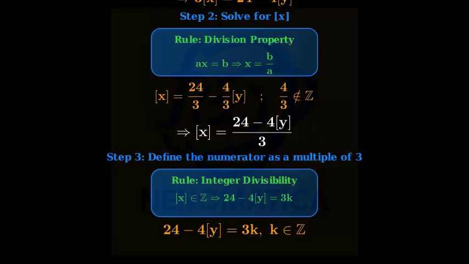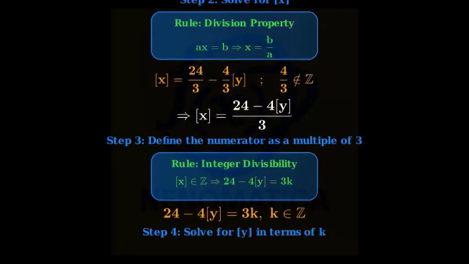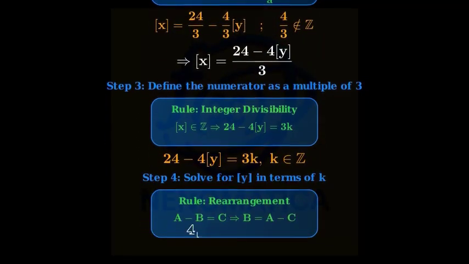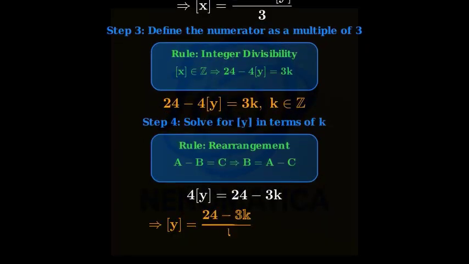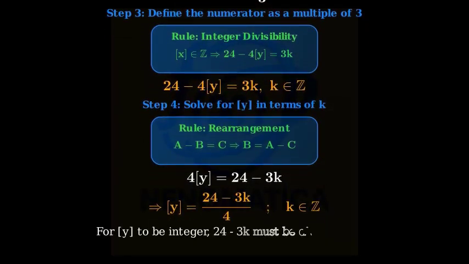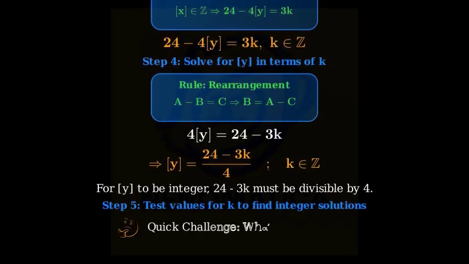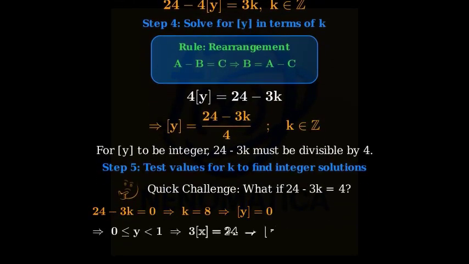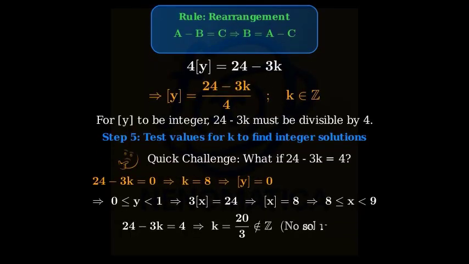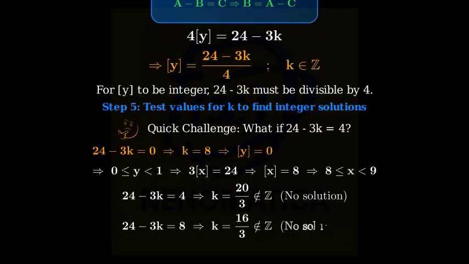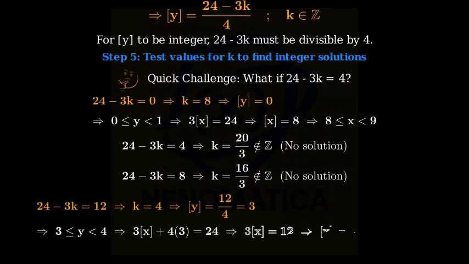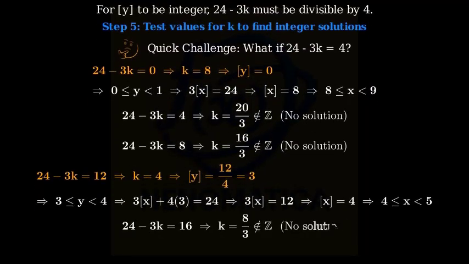Step 4. Solve for the floor of y in terms of k, then impose the condition that the floor of y is also an integer. Step 5. Test values of k, so that 24 minus 3k is a multiple of 4. We will check the smallest few that match the pattern in the reference solution: 0, 4, 8, 12, and 16.